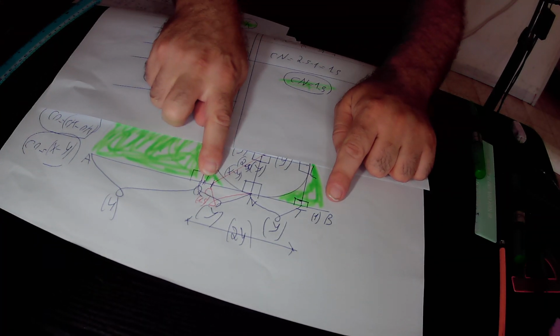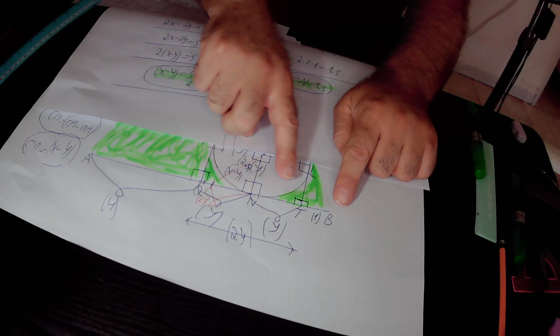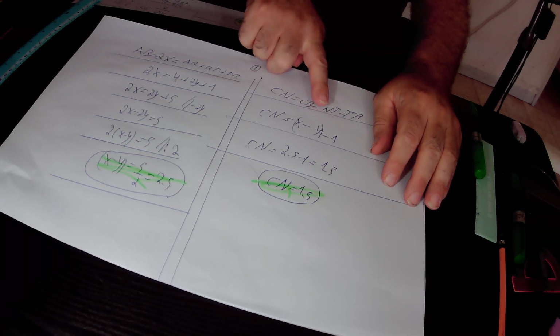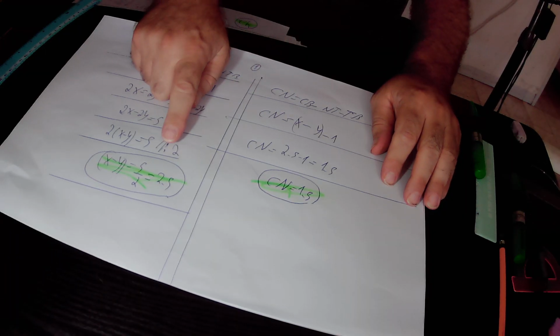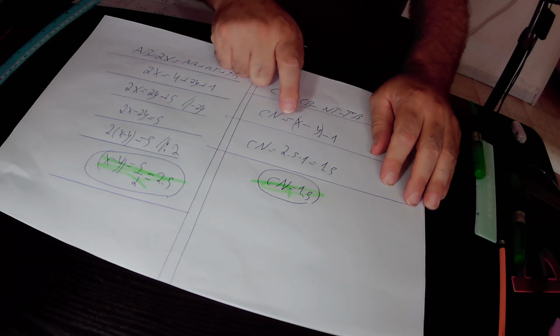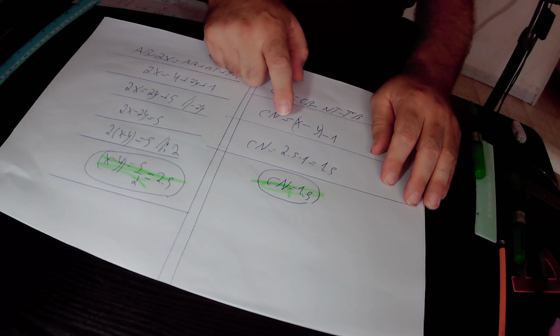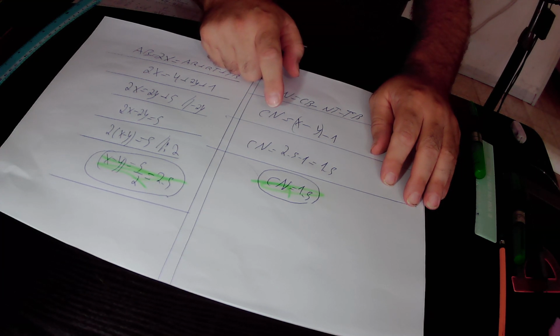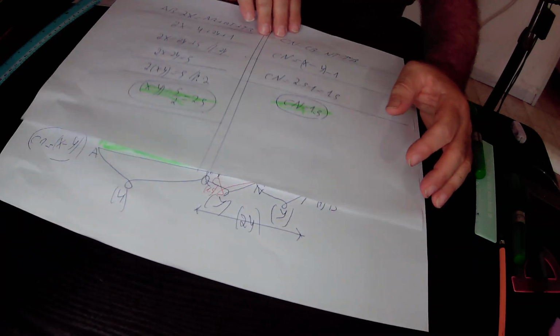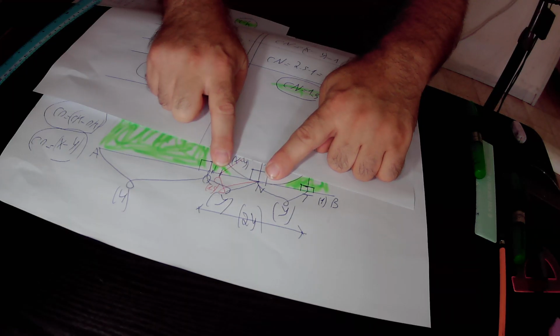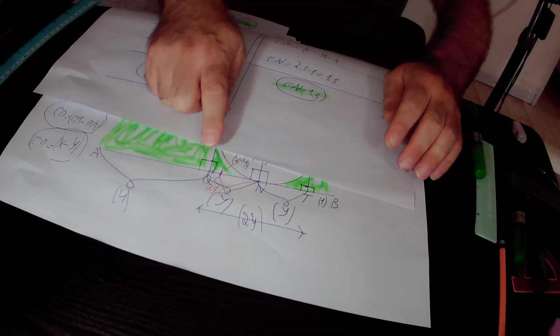CB is the radius of the semicircle, that is x, minus NT. NT is y, and TB is 1. So in total, CN equals x minus y minus 1. X minus y is 2.5, therefore we substitute x minus y by 2.5. So CN equals 2.5 minus 1, that is 1.5. So the length of this line CN equals 1.5 units.